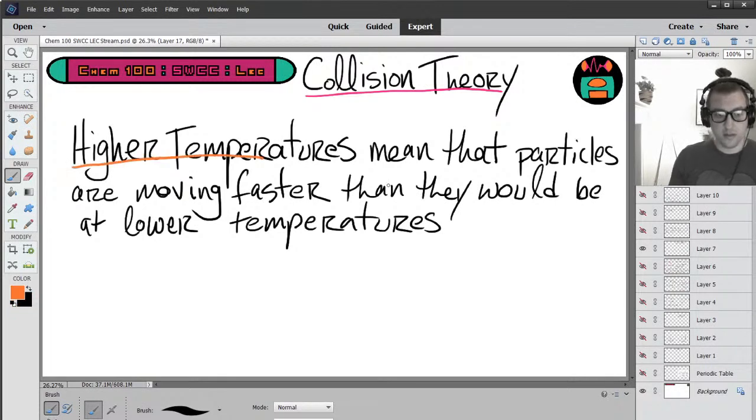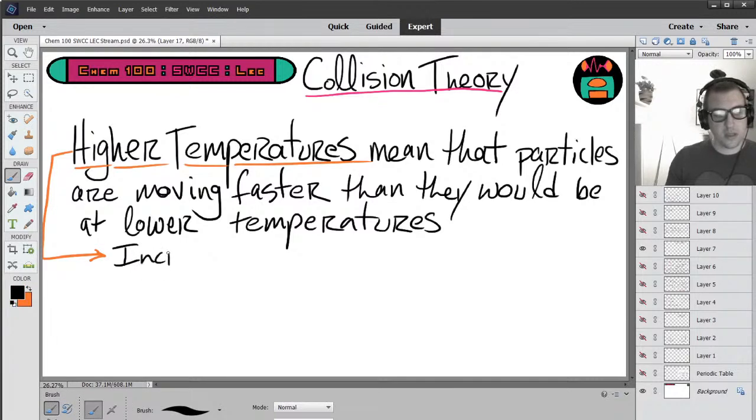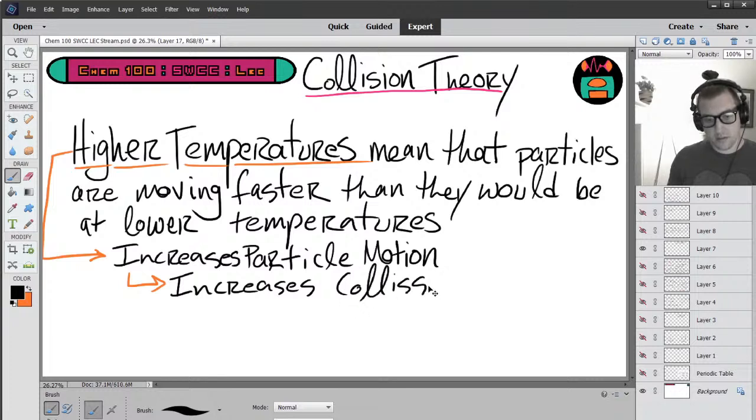So higher temperatures increase particle motion, which increases collisions, which in turn increases reaction rates.